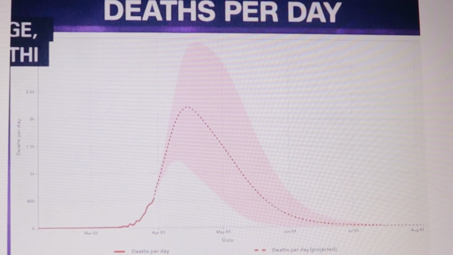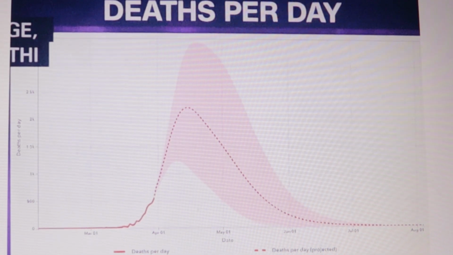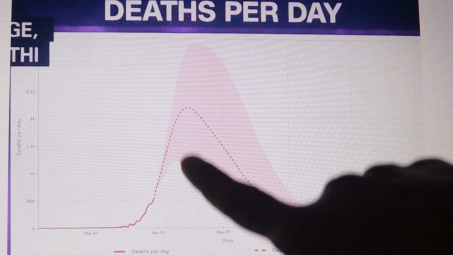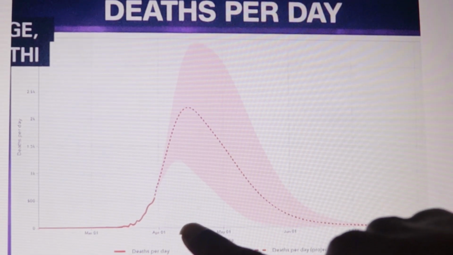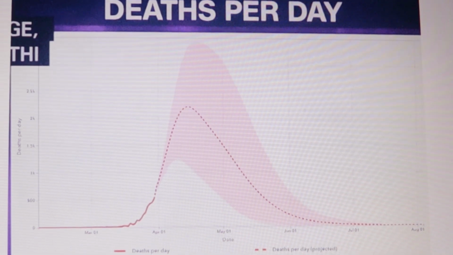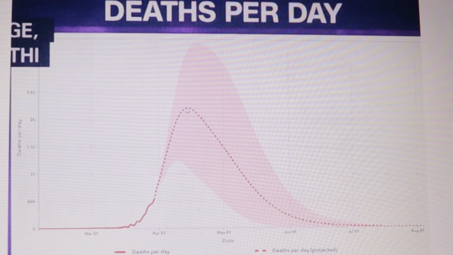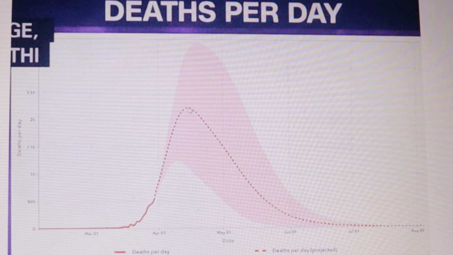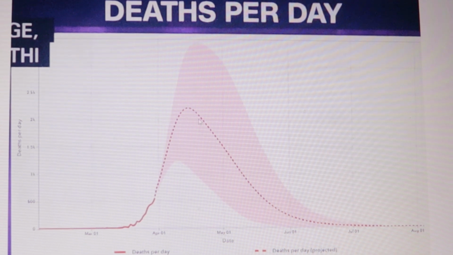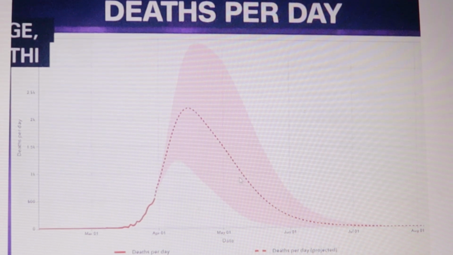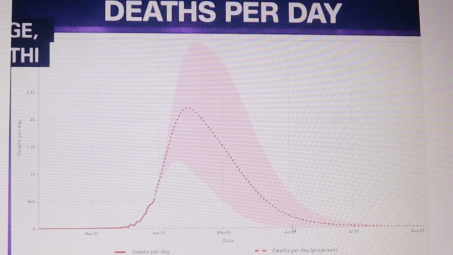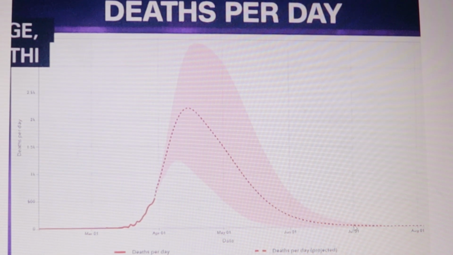Now, they are expecting the number of deaths per day to peak around mid-April. If you can see, there's the peak right there. If you go down, it's mid-April. Now, this isn't when people will stop dying. This is just when we'll have our worst day. So they're expecting our worst day to be around mid-April. But as you can see, people will still continue to die all the way up until the summertime. They're expecting all the way to July.